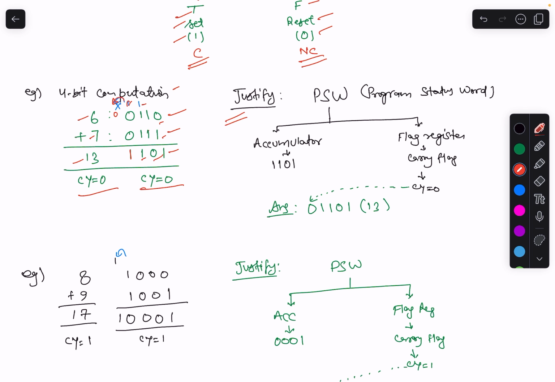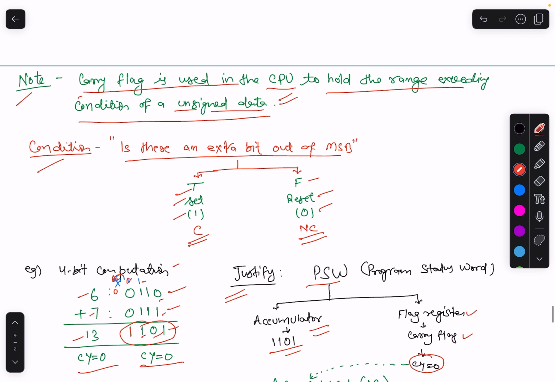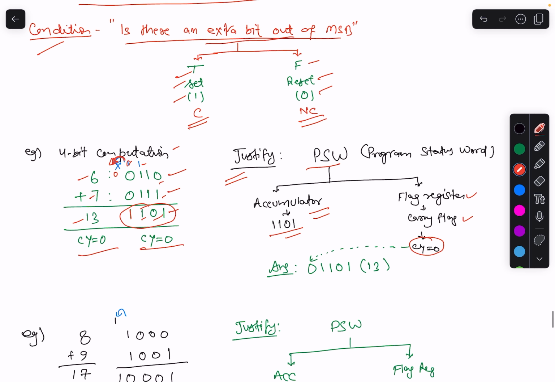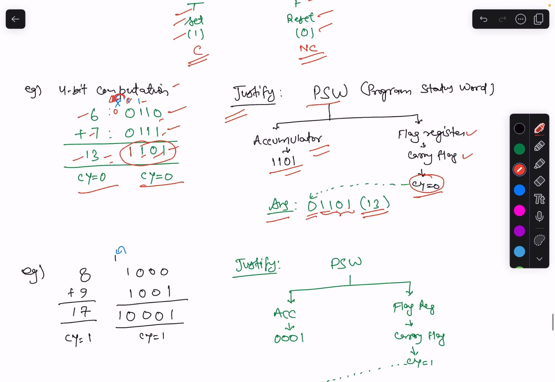Let's justify this. So we have this PSW, program status word, and we generally store the result in the accumulator. So the accumulator value is this one, 1101, and in the flag register, in the carry flag, we have 0 because there is no extra bit out of MSB. So that's why carry is equal to 0, and the answer will be the carry flag and then the accumulator. So carry flag is 0 and then the accumulator 1101, that is 13. So here also we are getting 13.